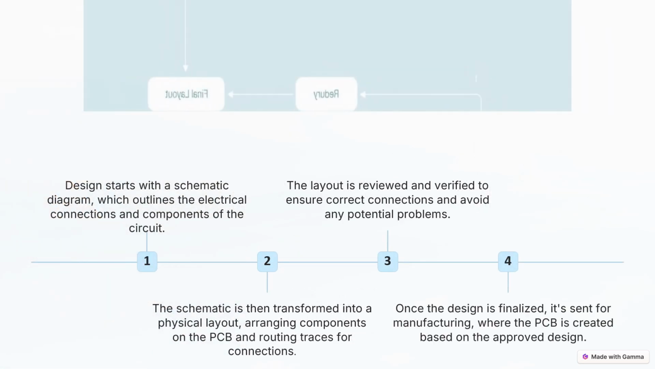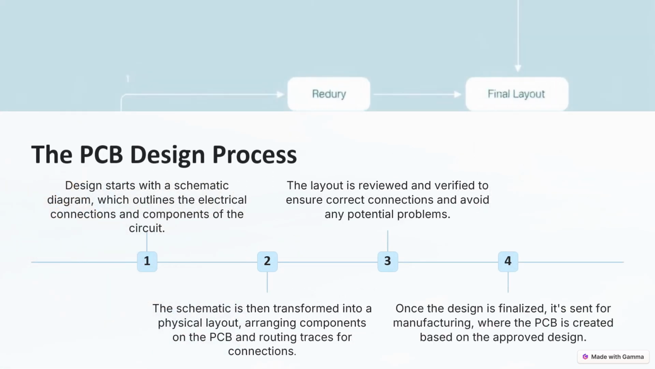The PCB design process. Design starts with a schematic diagram which outlines the electrical connections and components of the circuit. The schematic is then transformed onto a physical layout, arranging components on the PCB and routing traces for connections. The layout is reviewed and verified to ensure correct connections and avoid any potential problems. Once the design is finalized, it's sent for manufacturing where the PCB is created based on the approved design.